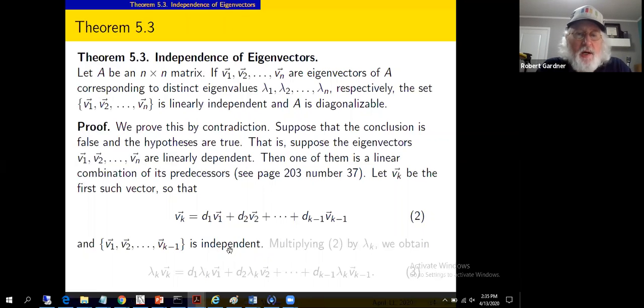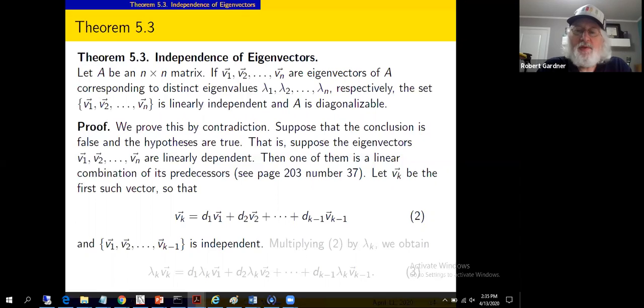Okay, maybe a quick observation. These coefficients, d1, d2 through d sub k minus 1, they aren't all 0. They couldn't all be 0. If they were all 0, then v sub k would be the 0 vector, and v sub k is an eigenvector, and so it's not a 0 vector. So I can't put my finger on these coefficients, d1 through d sub k minus 1, any deeper than to say they aren't all 0.